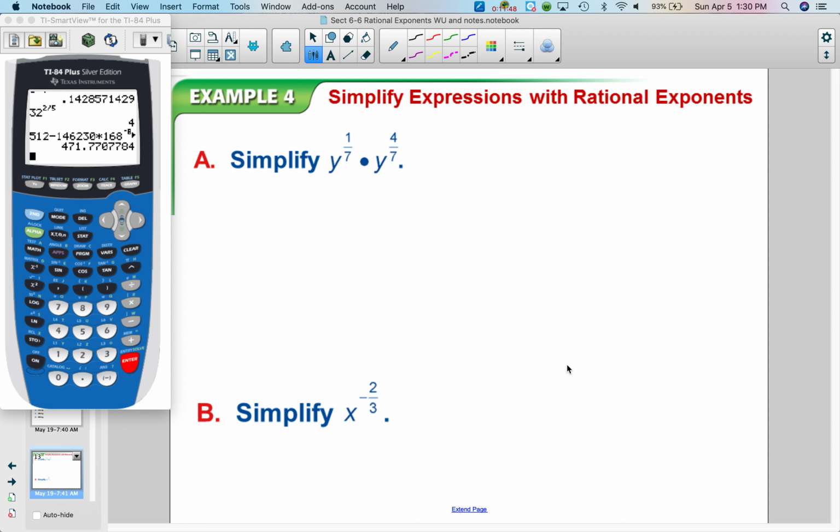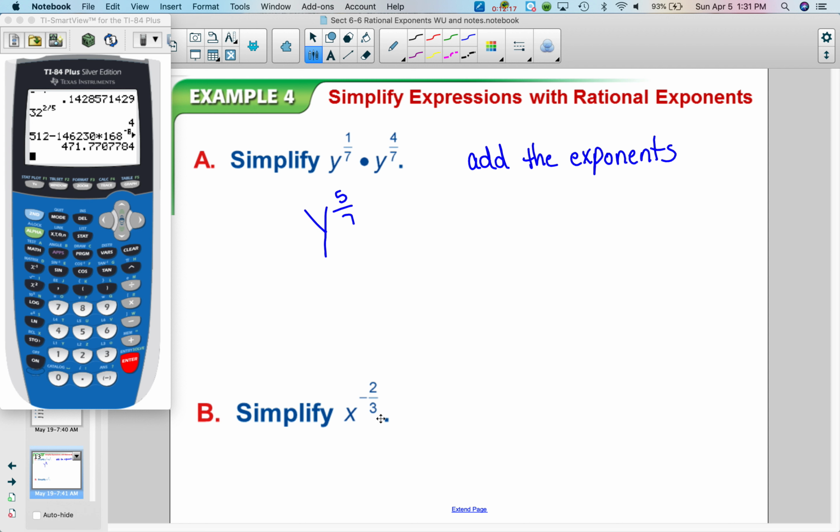All right, so this next example, again, we have the gigantic times sign. We saw that once before, but this is just multiply. It is not any special symbol. So I am multiplying and the bases are the same. So remember, the rule is to add the exponents. So then, they already have a common denominator. That's convenient. So we get y to the 5/7, and we would just leave it like that.